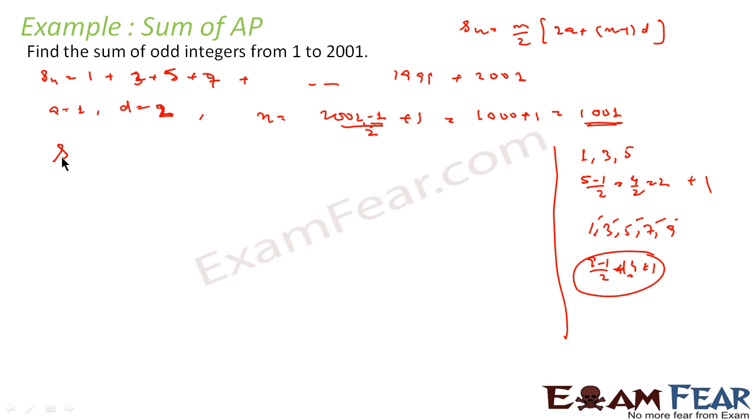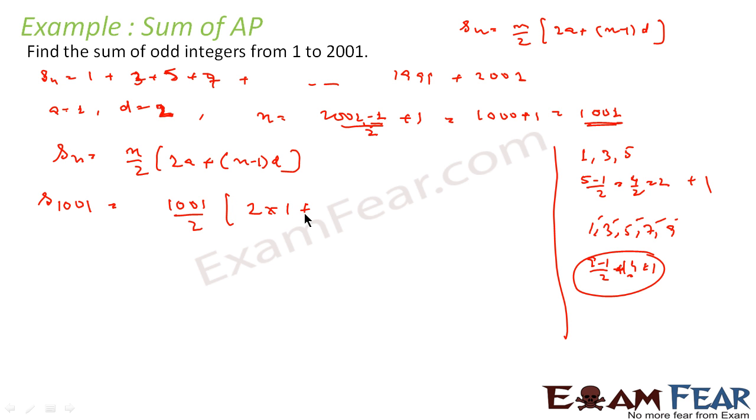So pretty simple. Now we have this formula. Sn is equal to, I'll write once again, n by 2 into 2a plus n minus 1 into d. So S of 1001 will become 1001 by 2 into 2 times a, that is 2, plus 1001 minus 1 into d, which is 2.